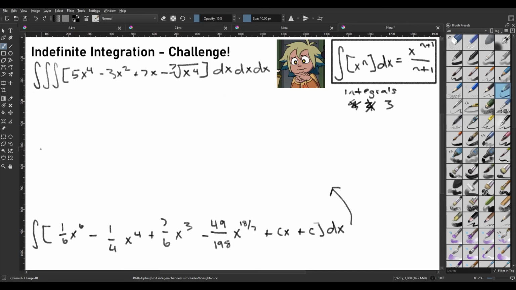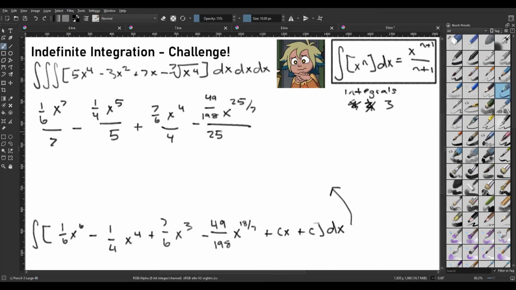So what is the antiderivative of 1/6 x to the 6th? That's just going to be 1/6 x to the 7th over 7, minus 1/4 x to the 5th over 5, plus 7 over 6 x to the 4th over 4, minus 49 over 198 x to the 18 plus 7. Remember, we have to add 1. 18 plus 7 is going to be 25, so x to the 25 over 7 power divided by 25 over 7. And then the antiderivative of cx is going to be cx squared over 2 plus cx plus another c. So this is then going to be our integral this time.